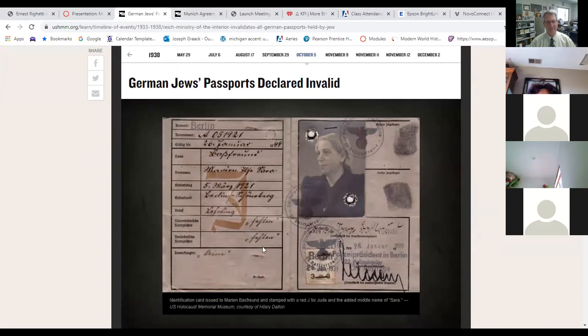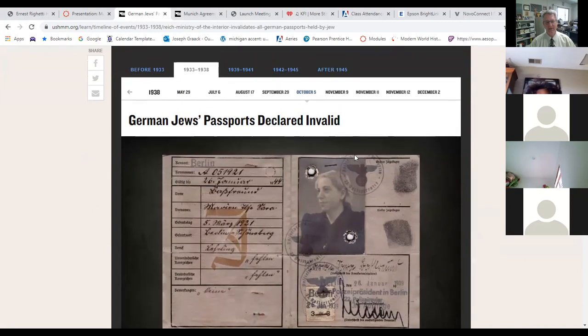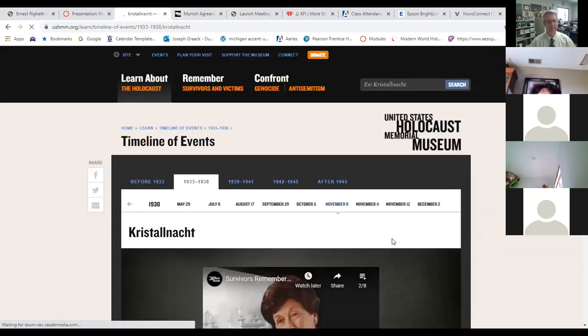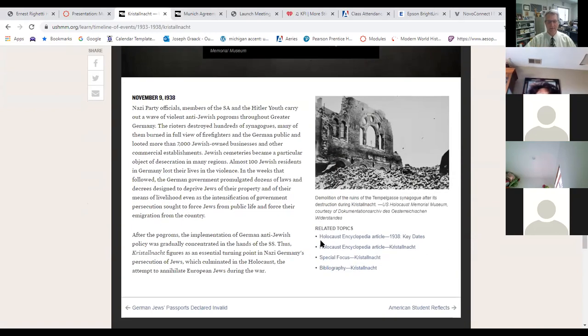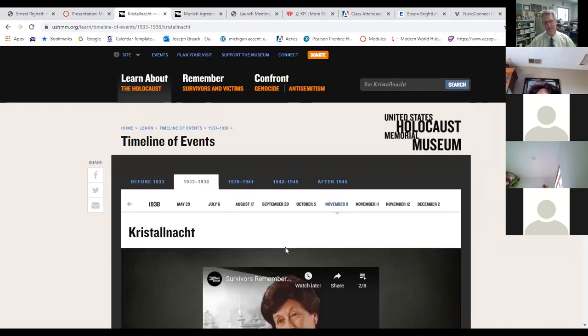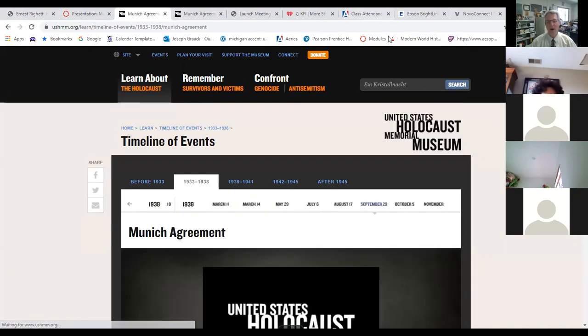Here you can see the progression of what's going to happen under Hitler. German Jews' passports were declared invalid, allowing them to leave. These are the destruction of German neighborhoods that they had talked about. And so you can see what is going to happen with all of Hitler's maneuvers through this time period. Go ahead and click on the next page.